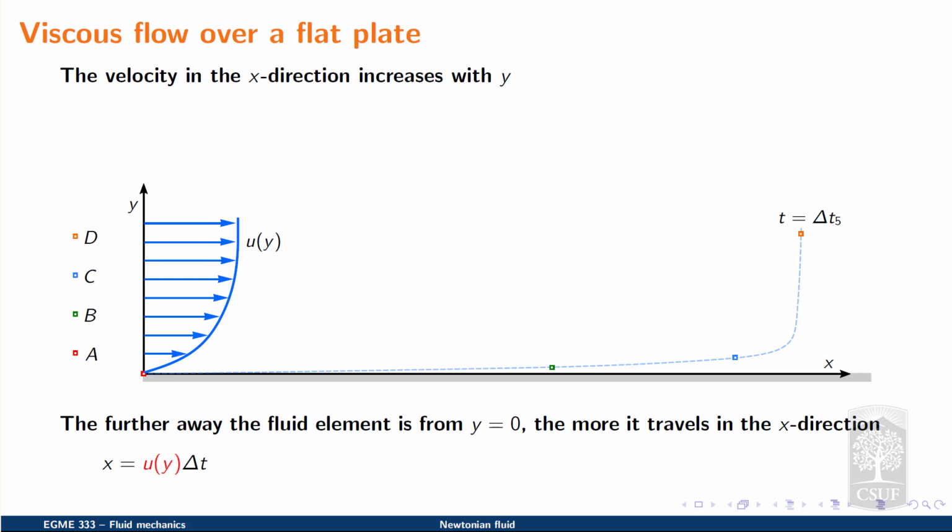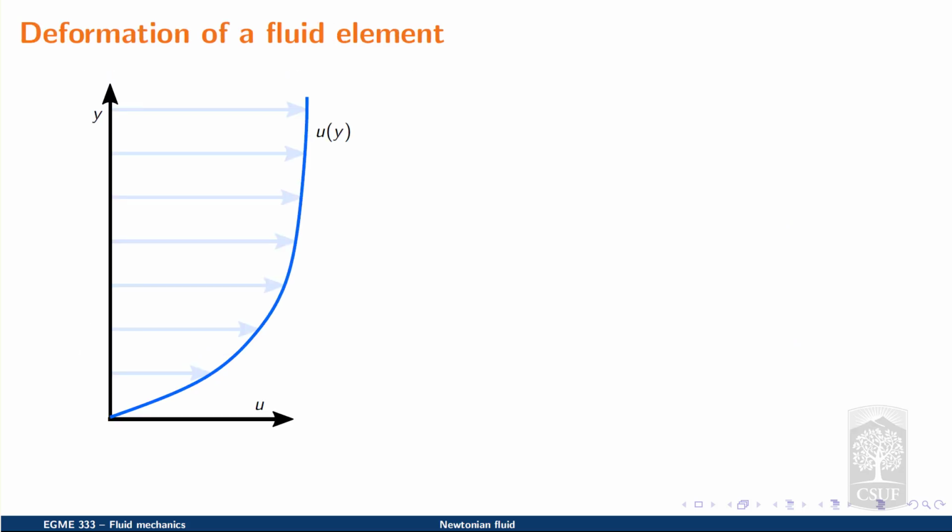So little u, the velocity in the x direction, coincidentally depends on its vertical position y. So u is a function of y, where we observe that the velocity in the x direction increases with the y position. Now, instead of focusing on the position of the fluid element, let's now focus on the deformation of a fluid element that is subjected to this velocity profile u as a function of y.